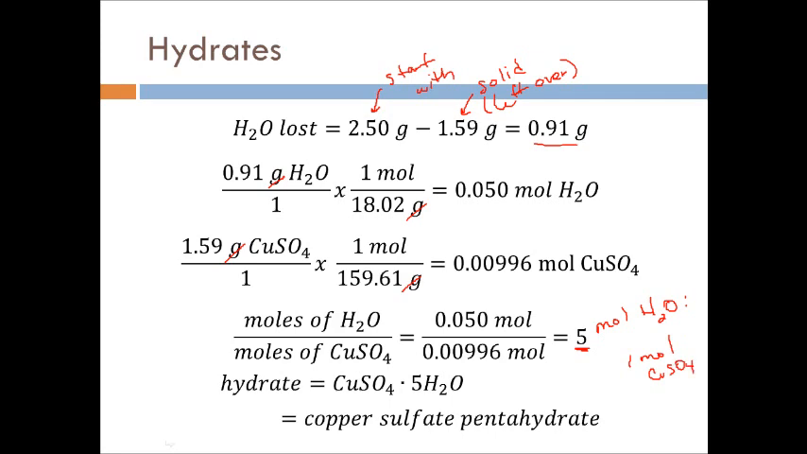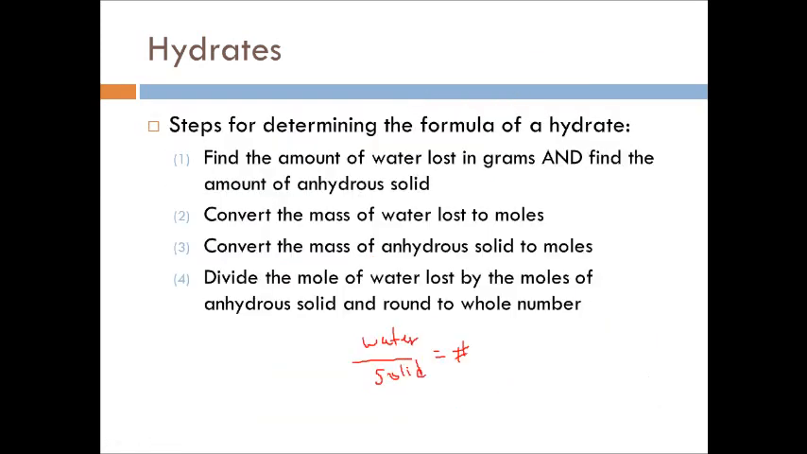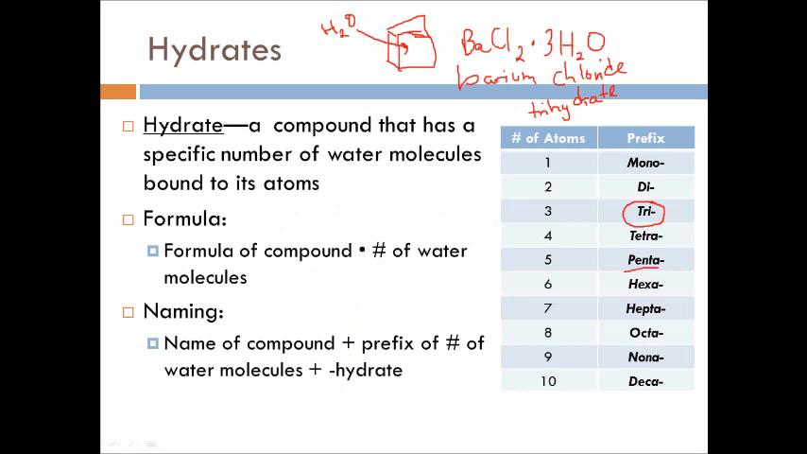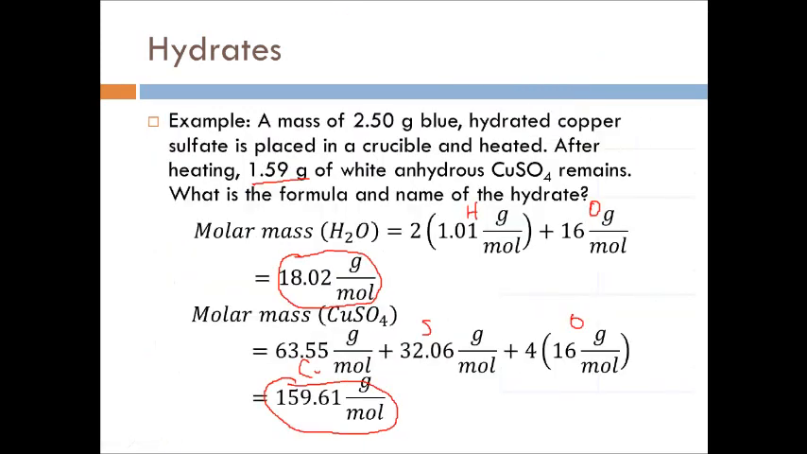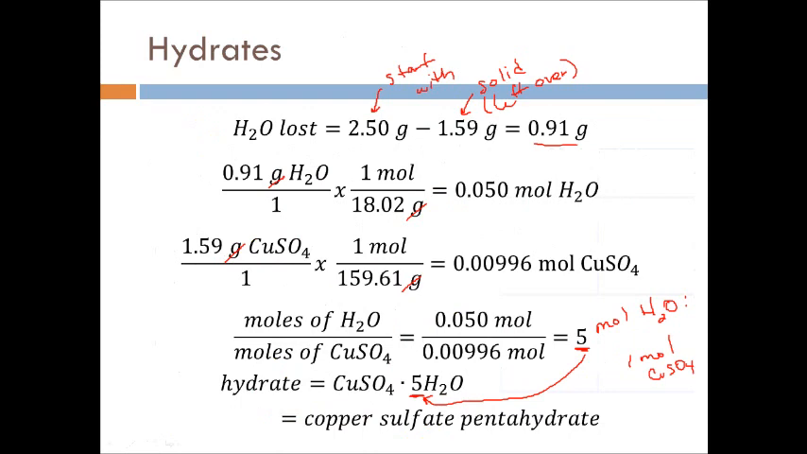So, when we write our formula, we write copper sulfate, which is our compound. The number that you find here in this dividing of the moles goes in front of the water. That's how many water molecules you have. So we have 5 water molecules, so we just put 5 H2O. Now don't forget that dot in the middle there because that's going to be important. Now to name it, we name the compound copper sulfate. We've already talked about that. And then we use, if we flip back a couple slides, okay, here 5 is penta. So let's go back to our example. It's going to be pentahydrate.